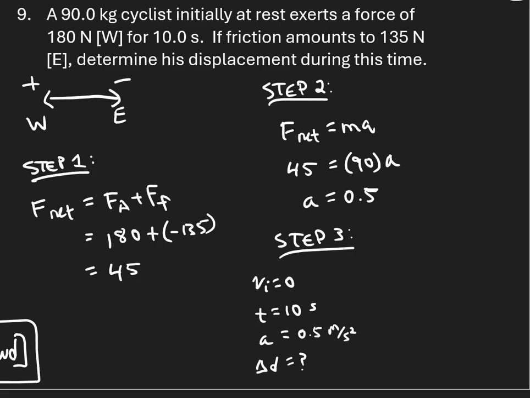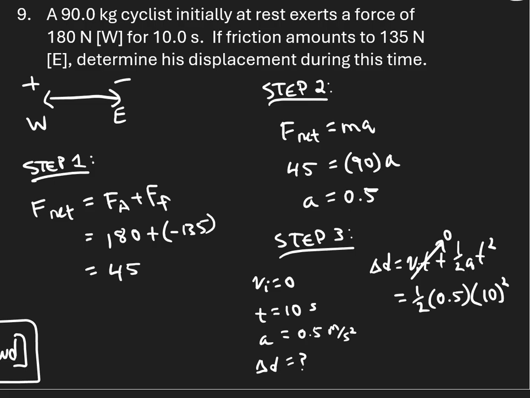Okay, what equation are we going to use for this? I notice the one that's missing is final velocity. So that means the equation we're going to use for this is displacement equals initial velocity times time plus 1/2 times acceleration times time squared. Let's plug some stuff in here. We say initial velocity is 0, so 0 times anything is 0, so that whole term is gone. All we're left with is 1/2 times our acceleration, which is 0.5, times our time, which is 10, but the time is squared.